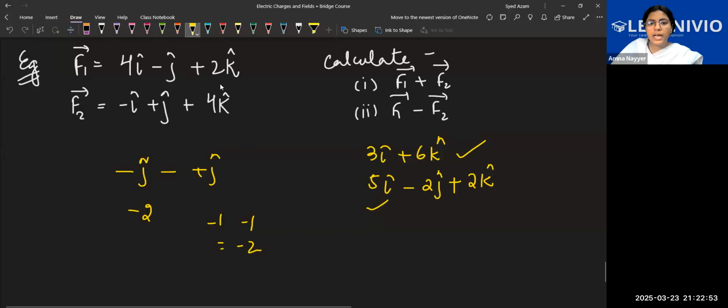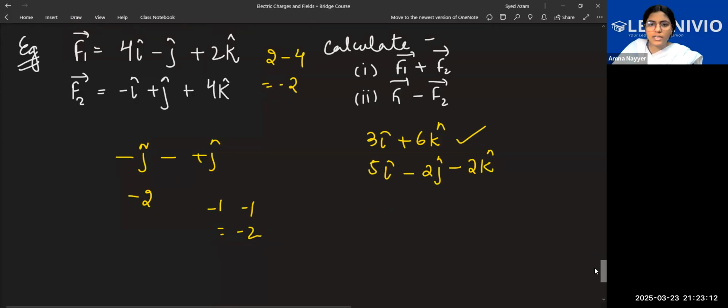Okay. Yes. And 2 minus, again, same thing. See, you are subtracting F1 minus F2. This is 2 minus 4. That is minus 2, not plus 2. So this will be the answer. Just make the corrections, then that's okay. So you've got this well.